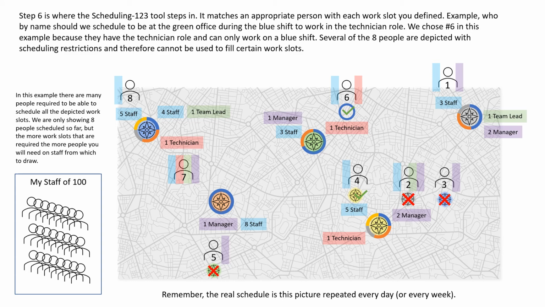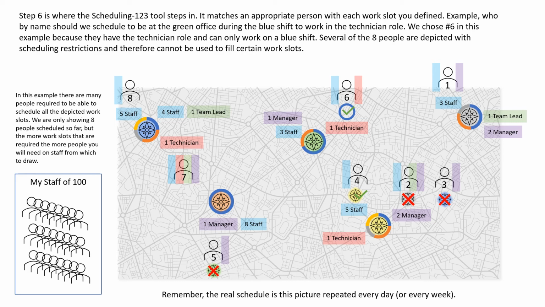Okay, number 6. So this is where the power of the tool steps in. It's going to match an appropriate person with each of the work slots that we define. Remember that page of who's that we were trying to fill out in the very beginning. We're going to go through all 100 people. We're going to look at their roles that they can fulfill and their scheduling restrictions. And then we're going to match them up with each of the offices that we defined, the work shifts that we define, and the type of people that need to be present on each of those work shifts.